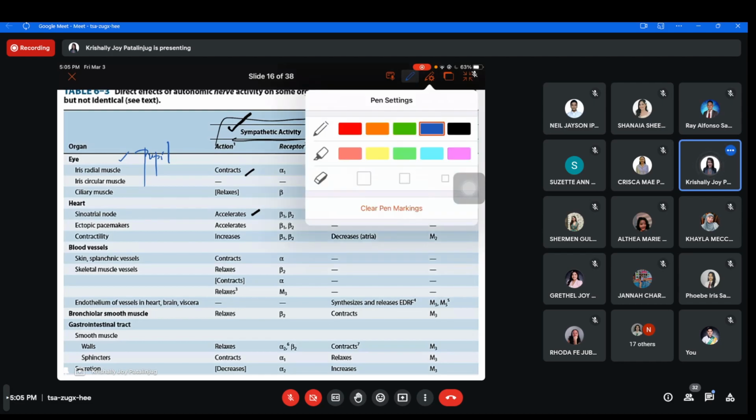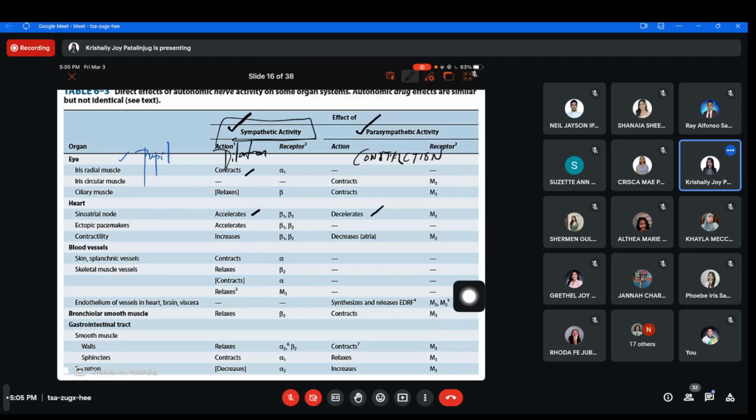Ibahin ko yung kulay, ayan. Dilation. Okay, kapag parasympathetic naman, that is constriction. So, di ba? Opposite. Magka-antonyms lang yung effects nila. Now, we actually have a medical term. Medical term kapag constriction or dilation of pupils.